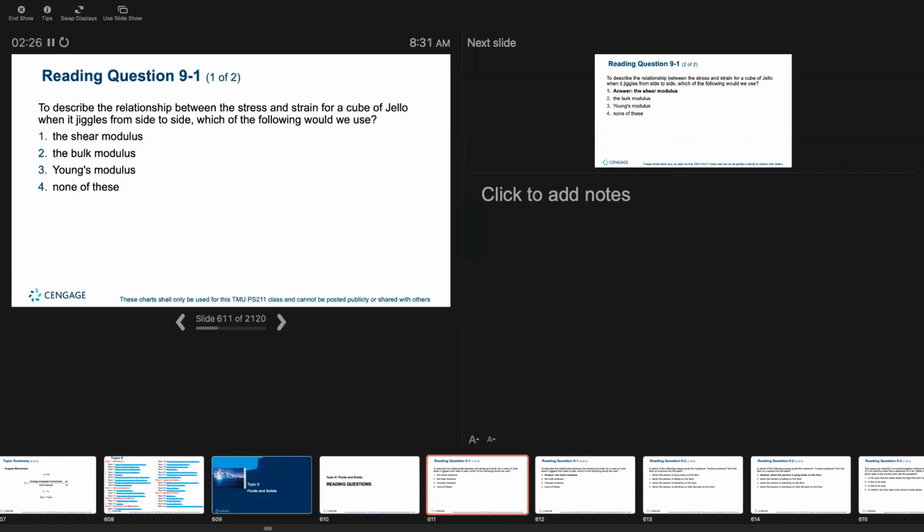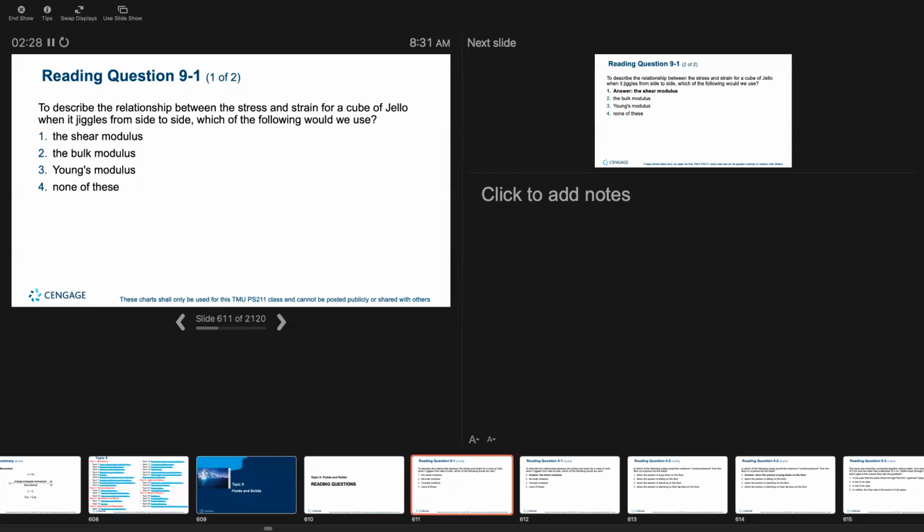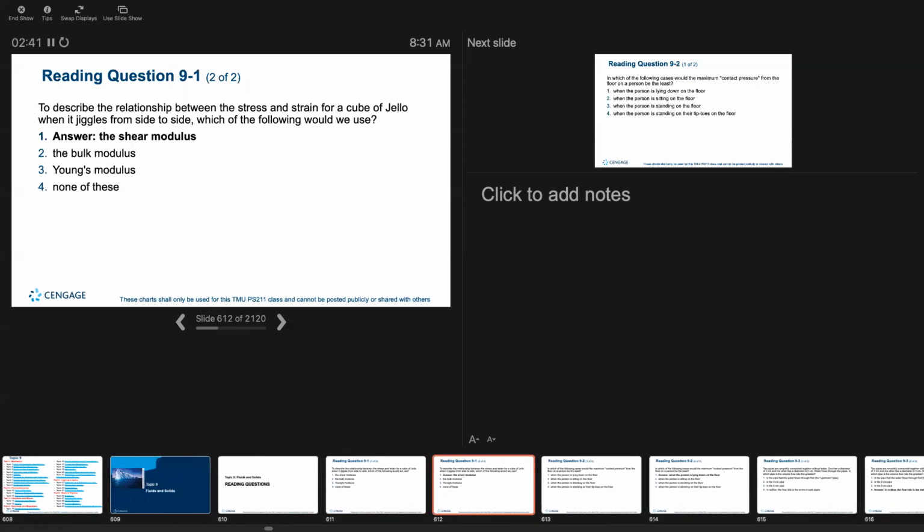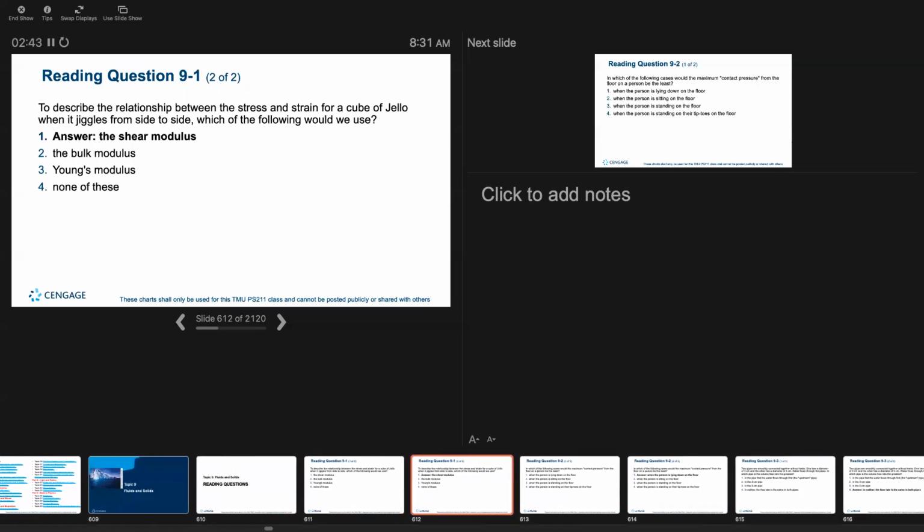So in terms of the reading, this first one is to describe the relationship between the stress and strain for a cube of Jello when it jiggles from side to side. Which of the following would we use? You might want to think about that a little bit here, but the answer is you want to be looking at the shear modulus.